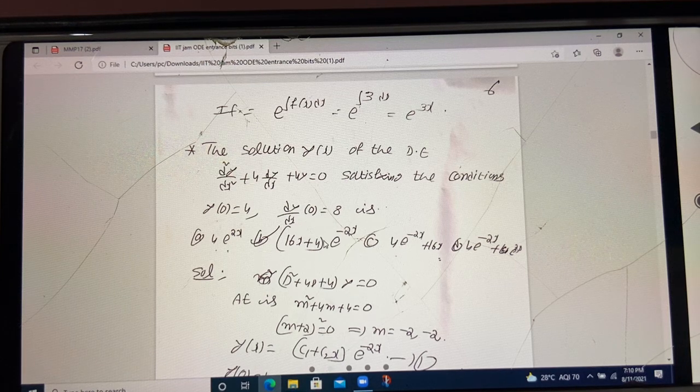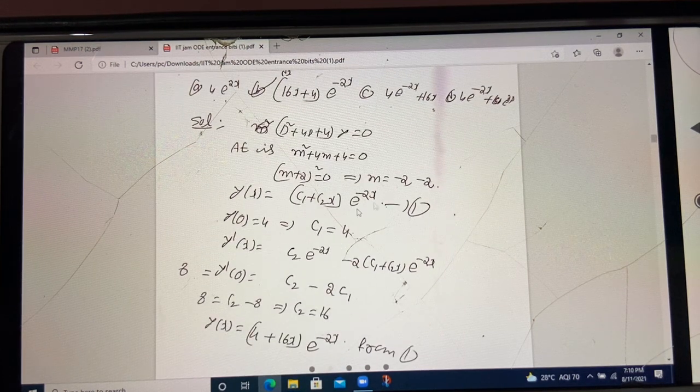So here, because all of them are satisfying both the conditions, let us try to solve. This is D square plus 4D plus 4 equals 0, that is the auxiliary equation. m square plus 4m plus 4 equals 0, (m plus 2) whole square, m is minus 2, minus 2. So y is (C1 plus C2 x) e power minus 2x. y of 0 is 4. That means y is 4 when x is 0. When x is 0, this term is 0. C1 e power 0 is 1. This is 4. So C1 is 4. What is C2?